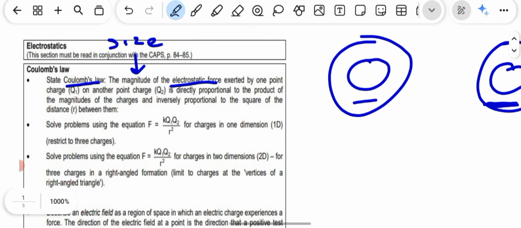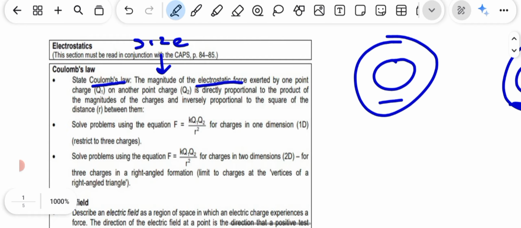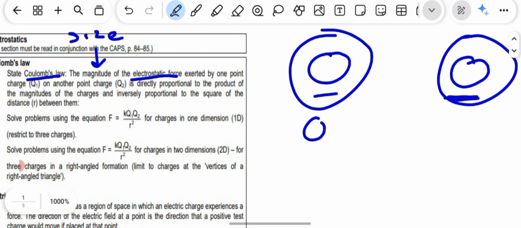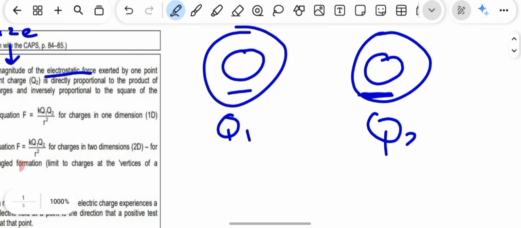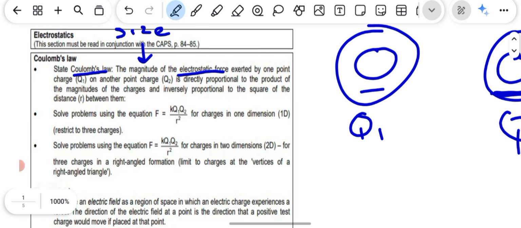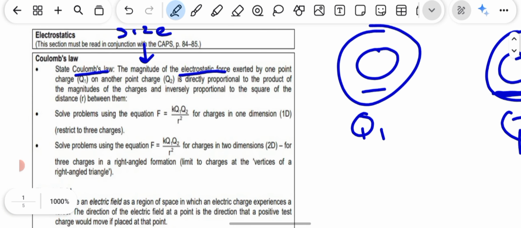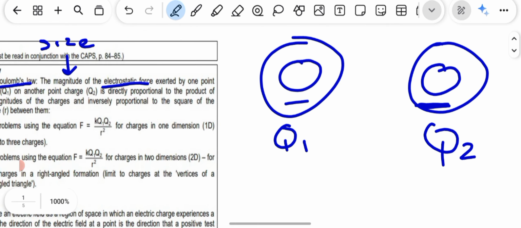Now, it is exerted by 1 point charge. So if we are going to give these objects names, we're going to call this one Q1, and then this one is going to be Q2. So it is going to be an electrostatic force that is going to be exerted by 1 point charge on another, which means that this one is going to affect this one. So Q1 will affect Q2 and Q2 will affect Q1.